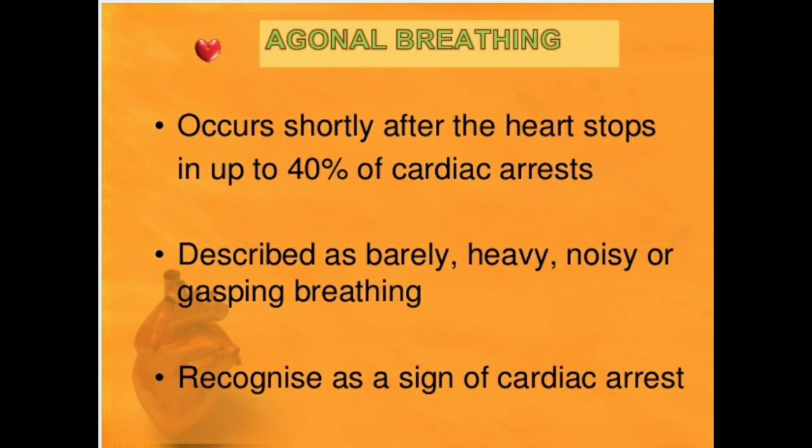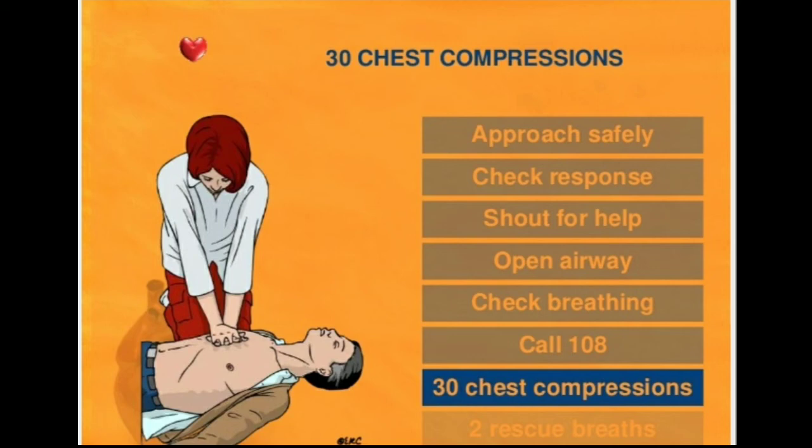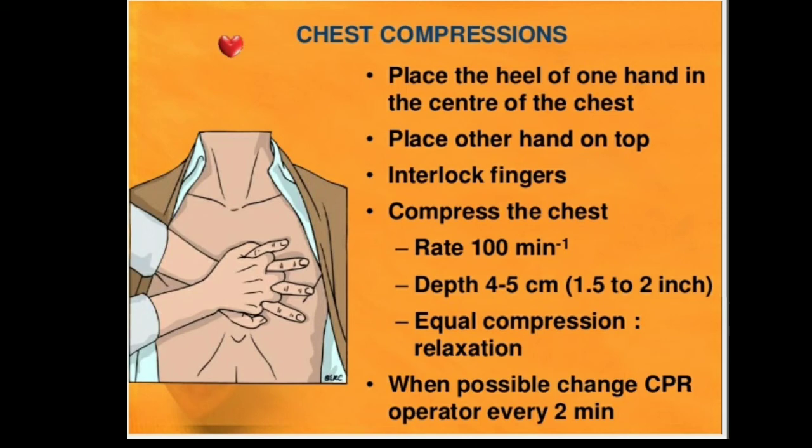Call 108 or 911. Then give 30 chest compressions. Chest compression: place the heel of one hand in the center of the chest. Place the other hand on top. Interlock fingers. Compress the chest at a rate of 100 per minute, to a depth of 4 to 5 cm or 1.5 to 2 inches. Allow equal compression and relaxation. When possible, change the cardiopulmonary resuscitation operator every 2 minutes.